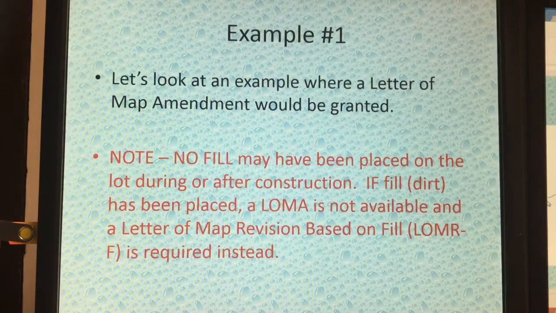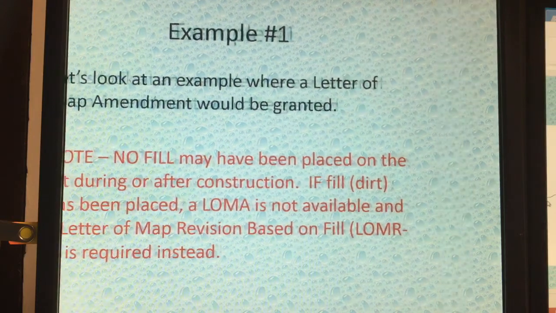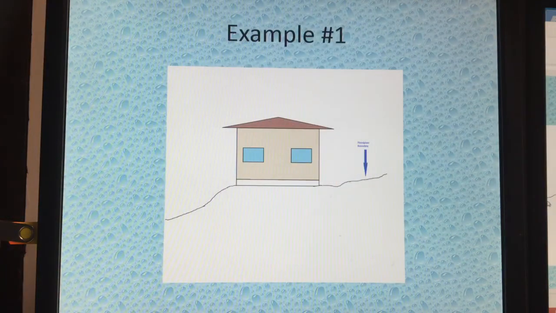So let's take a look at an example where a letter of map amendment would be granted. Now, we need to note you cannot have placed any fill on the lot during or after construction. If any fill has been placed, then a letter of map amendment is not available, and you have to go through a letter of map revision based on fill instead.